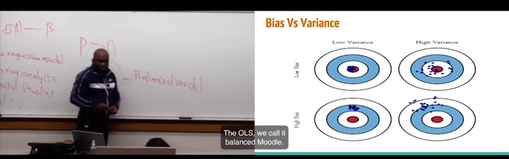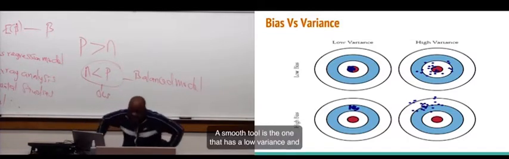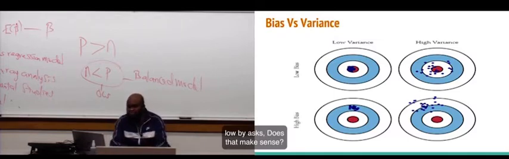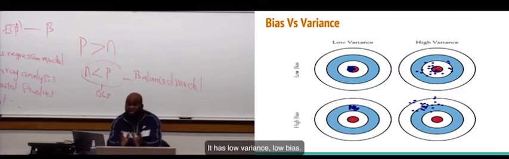The OLS will be called a balanced model. A balanced model is the one that has low variance and low bias. Does that make sense now? That's what we call a balanced model. It has low variance, low bias.